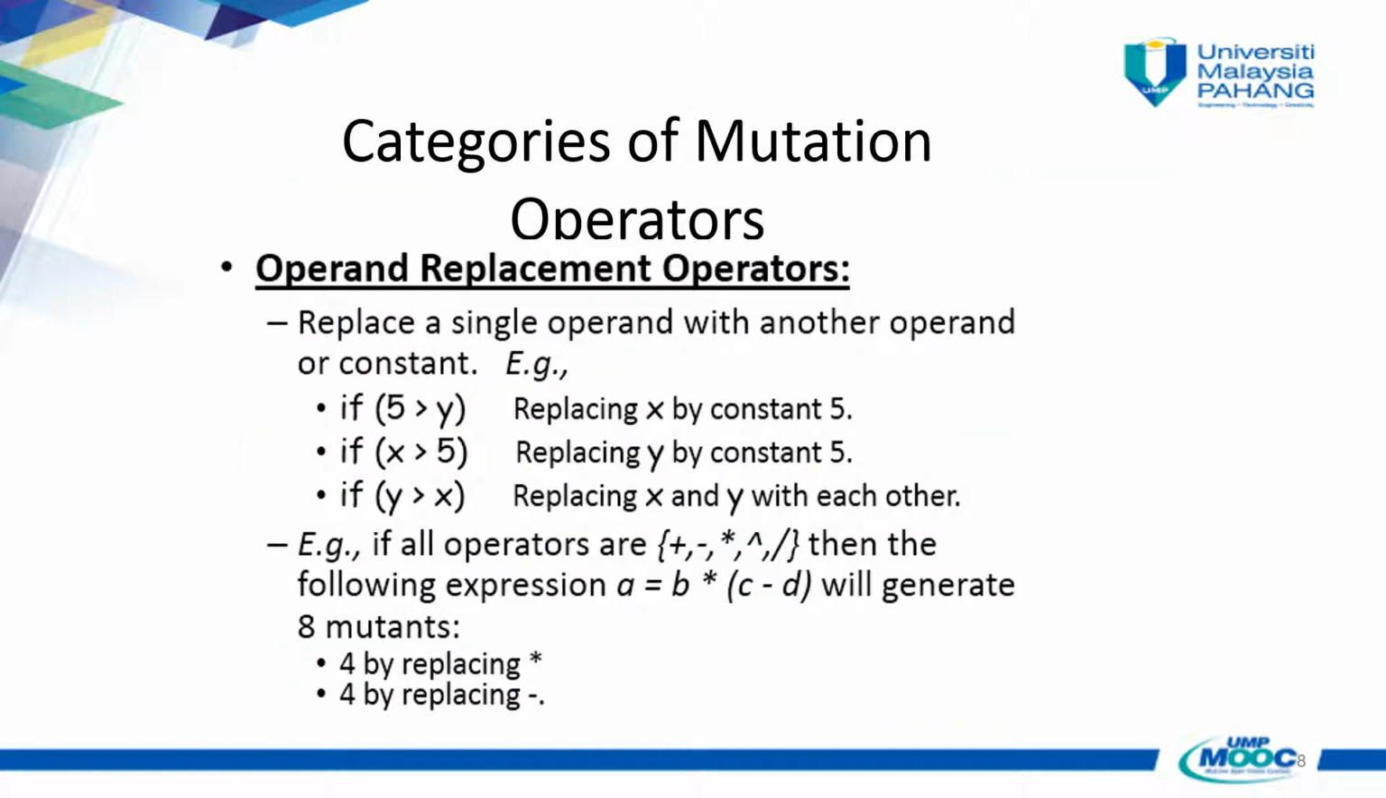So how can we categorize mutation operators? Based on the operators, we have, for example, here 5 is greater than y. If we replace x by 5, we can create a mutant, or by replacing y by 5, then this is also a mutant. So we can create as many mutants as we can, depending on changing the operations here.